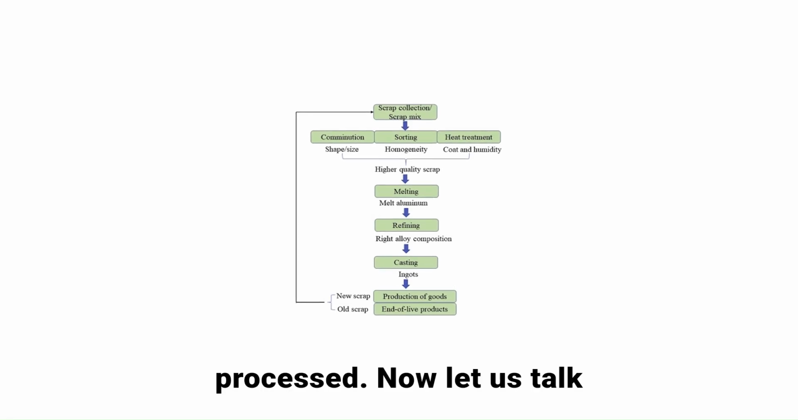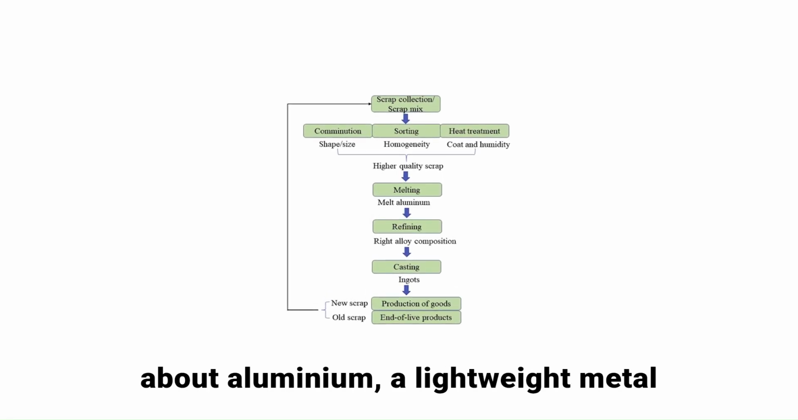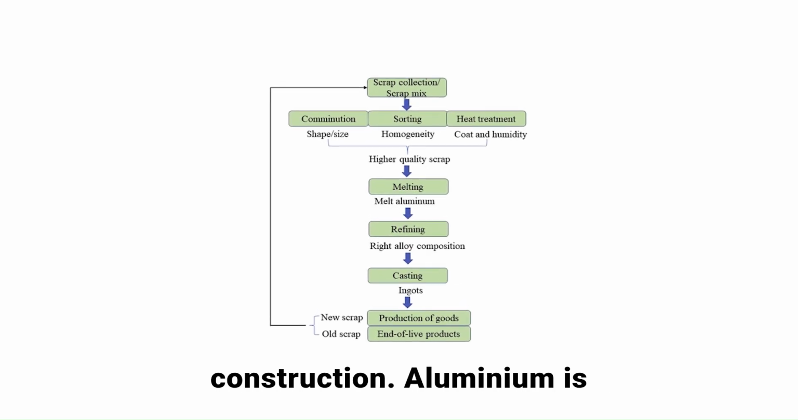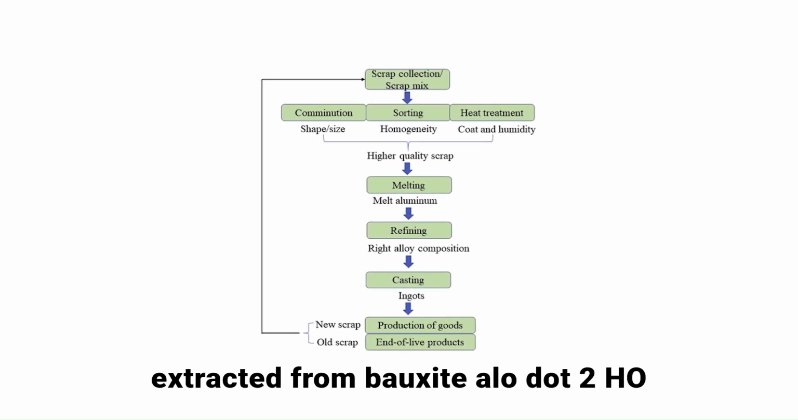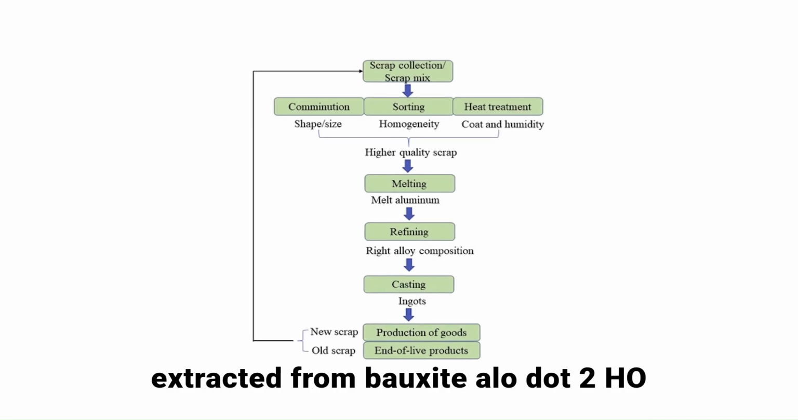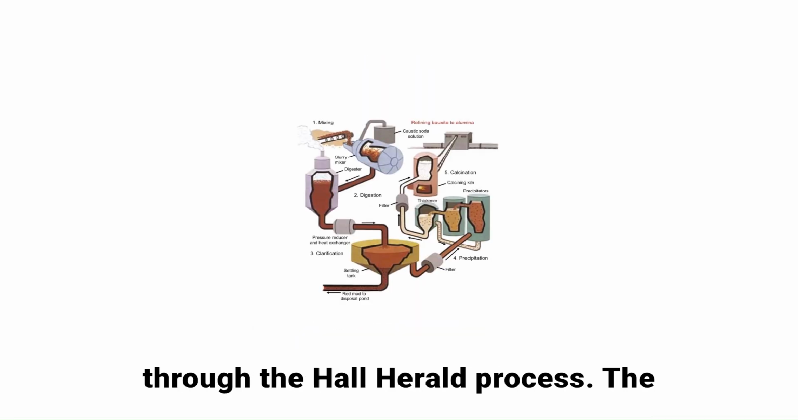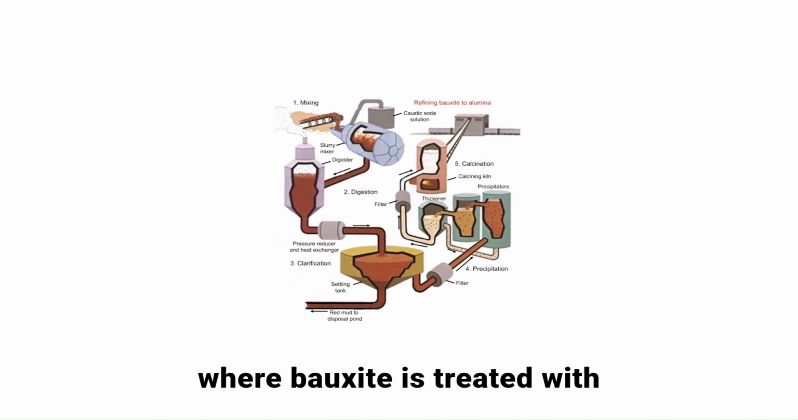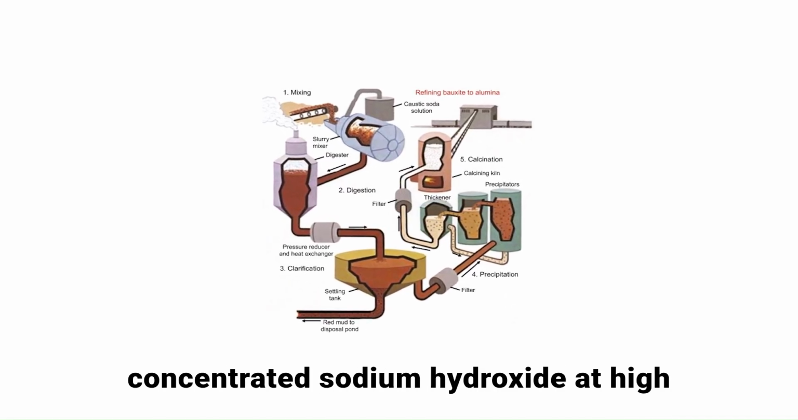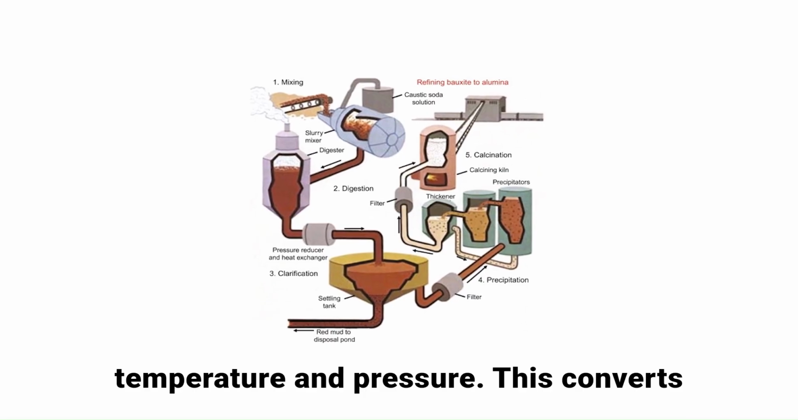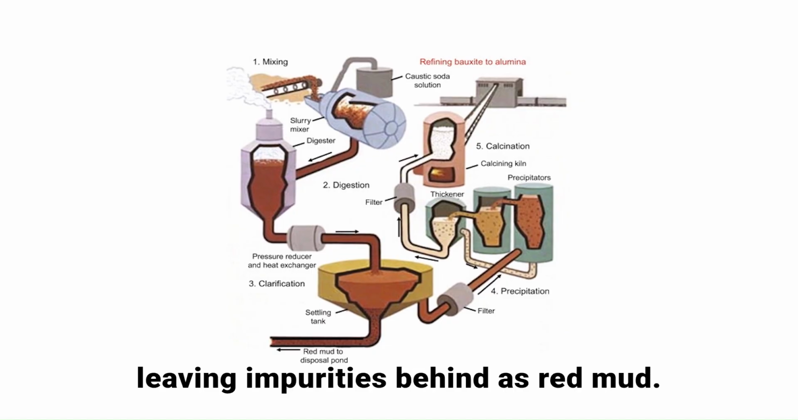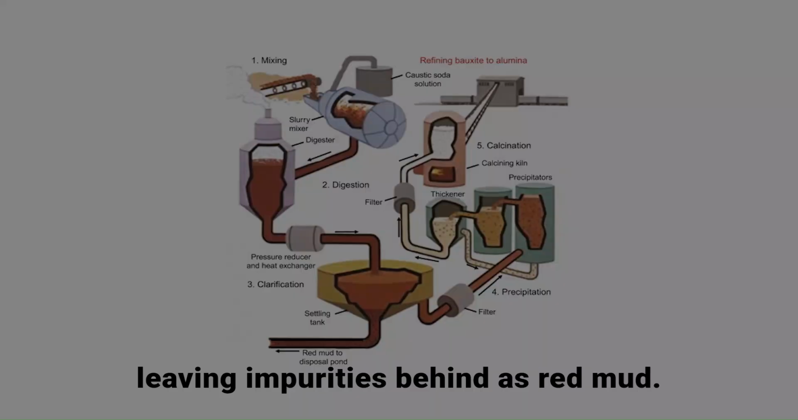Now, let's talk about aluminium, a lightweight metal widely used in aircraft, packaging, and construction. Aluminium is extracted from bauxite, Al2O3.2H2O, through the Hall-Heroult process. The extraction begins with Bayer's process, where bauxite is treated with concentrated sodium hydroxide at high temperature and pressure. This converts bauxite into soluble sodium aluminate, leaving impurities behind as red mud.